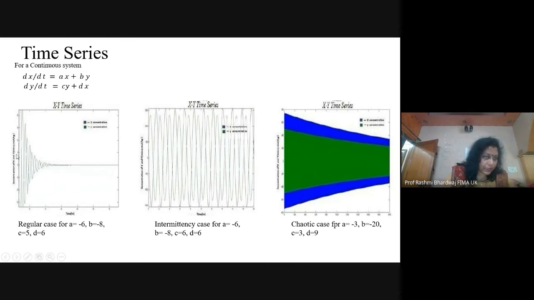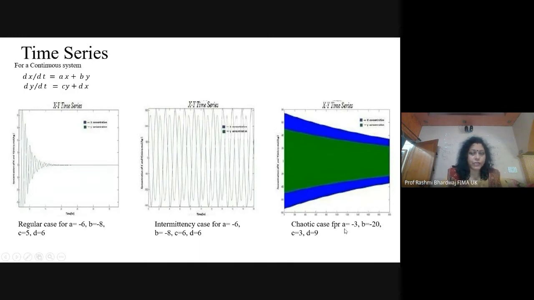You see that there are fluctuations, but after some time it becomes regular as a 0, 1, both the series. So it is a regular structure. But if you take a equal to -6, b equal to -8, c equal to 6, and d equal to c, you see that both the trajectories, blue and green, are moving around that point but not moving towards it. So it is a marginally stable, or you can say intermittent, case.